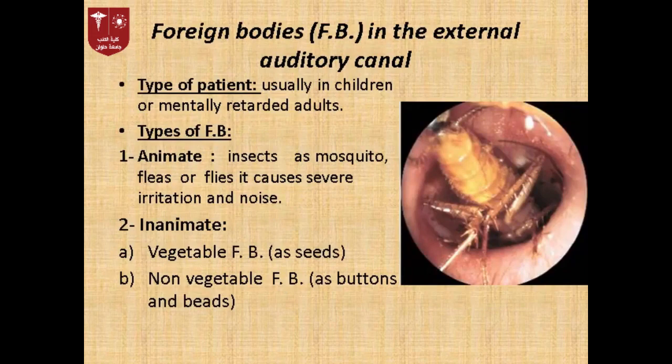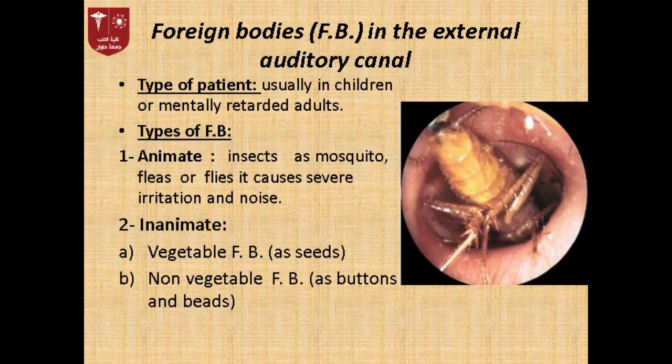Foreign bodies in the external auditory canal. With any foreign bodies, we need to mention two very important points. What is the type of patient and what is the type of foreign body? Type of patient here is usually a child or might be a mentally retarded adult. Type of foreign bodies is divided into animate and inanimate.